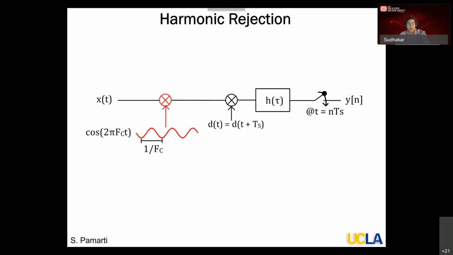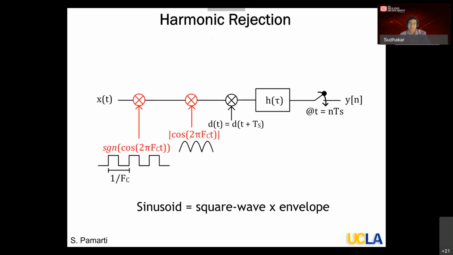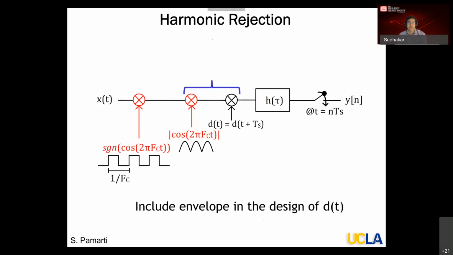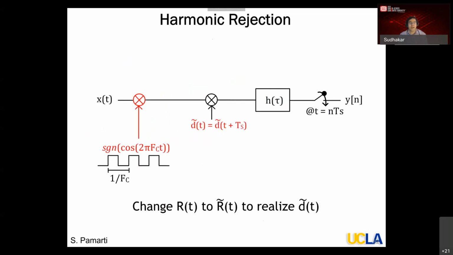realizing that multiplication by a cosine, a sinusoid, is the same as multiplying by a square wave and multiplying by the envelope of the square wave. And all I'm going to do is combine the envelope of my square wave. I'm going to include it in my d of t, which is giving me my filter shape. So when I combine that, I can get harmonic rejection literally for free.